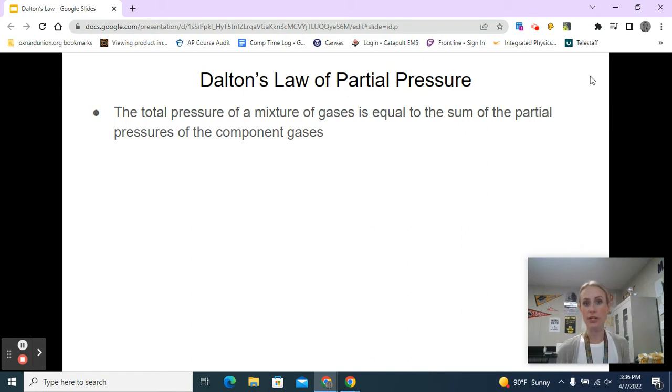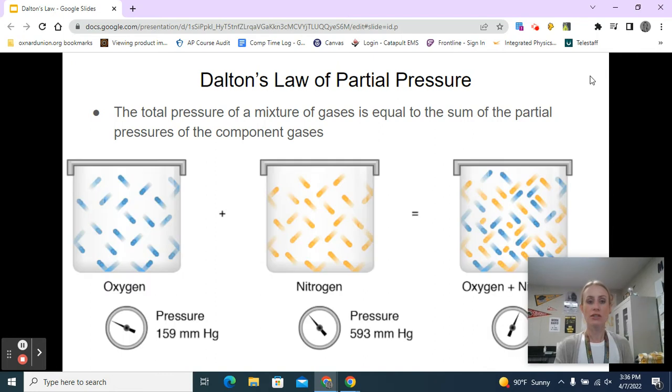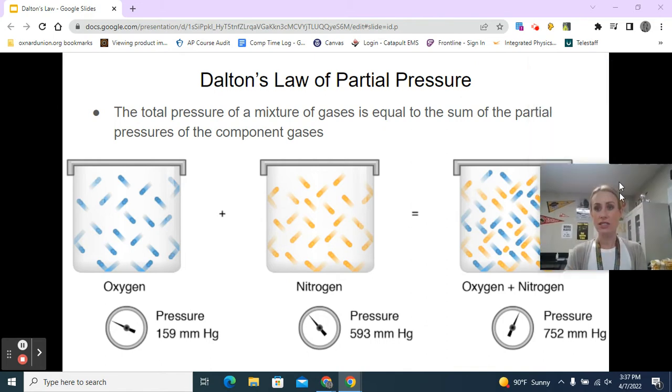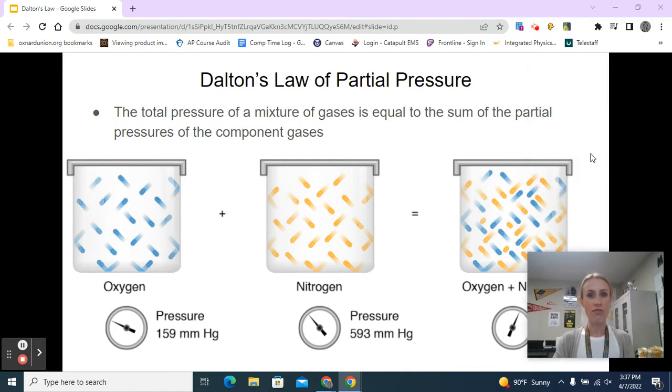It says that the total pressure of a mixture of gases is equal to the sum of the partial pressures of the component gases. For example, if I had a mixture of oxygen gas and nitrogen gas, I could see that when we mix them together, that total pressure, which right here you can see is 752 millimeters of mercury, is equal to the sum of those two pressures if just oxygen was by itself and just nitrogen was by itself. So 159 plus 593 is equal to 752 millimeters of mercury. So this is the definition of Dalton's law of partial pressure.